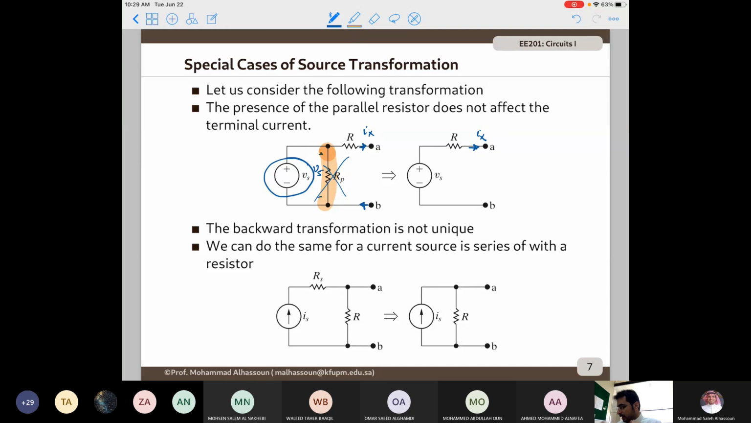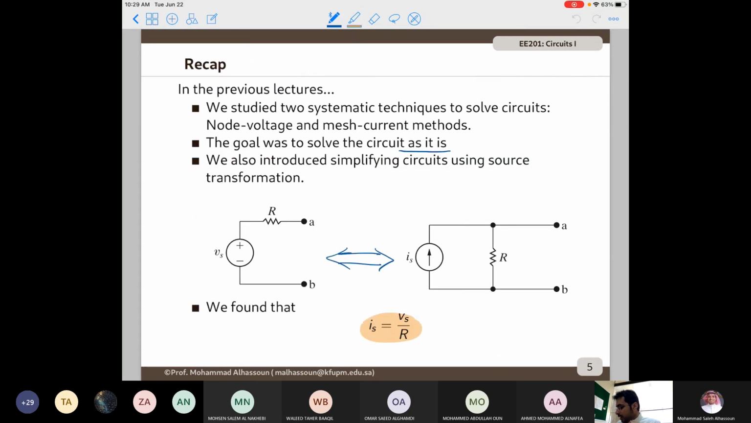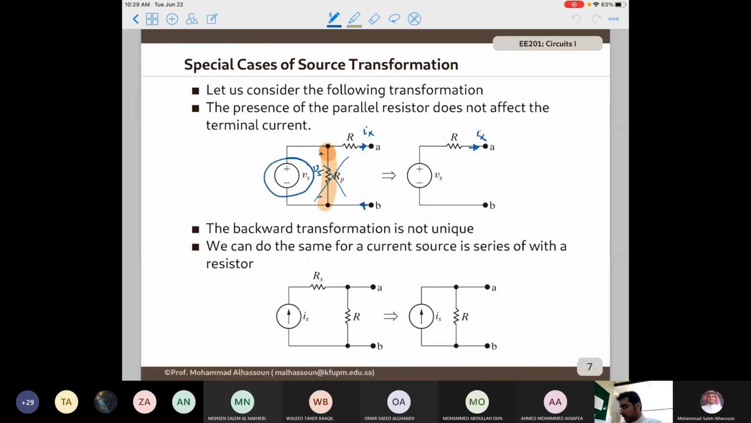Note that if we go back here, you can start from this representation then go to that representation, or if you want to go back, you're going to go back exactly to the same representation. So there is a one-to-one relation between them. However, here, if I give you this representation, then you can easily move here: just remove the parallel resistor. Now, if I give you the parallel resistor, then you will have infinite possibilities.